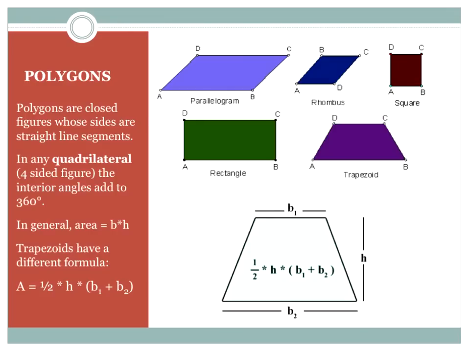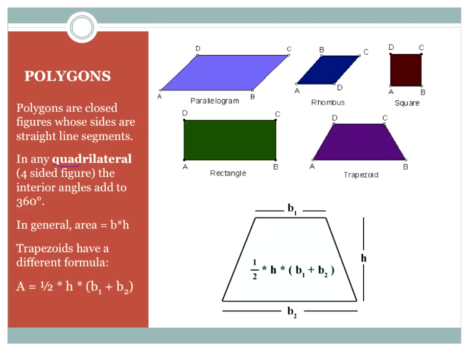So that was a little bit about triangles. We're going to move on into talking about some polygons. Now, polygons are closed figures whose sides are straight line segments. And we'll be looking specifically at quadrilaterals. Quad meaning 4. This is a 4-sided figure. And the angles add up to 360.